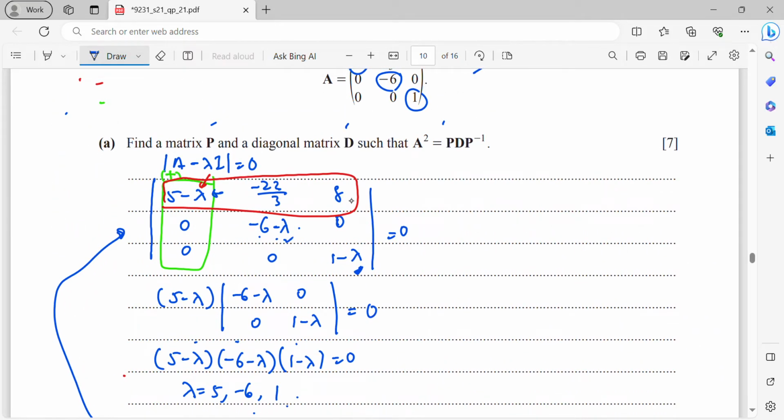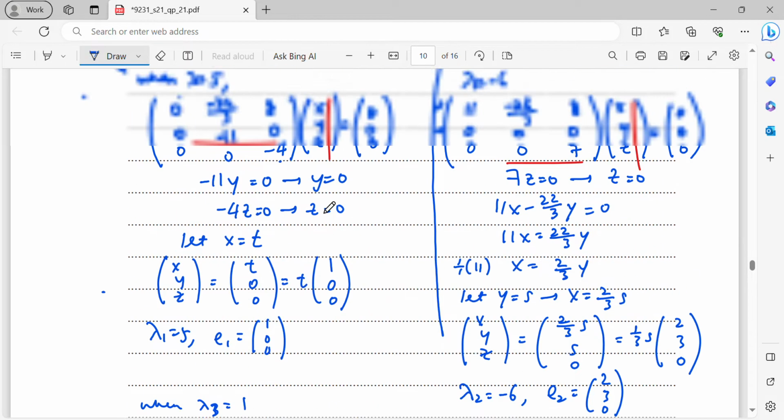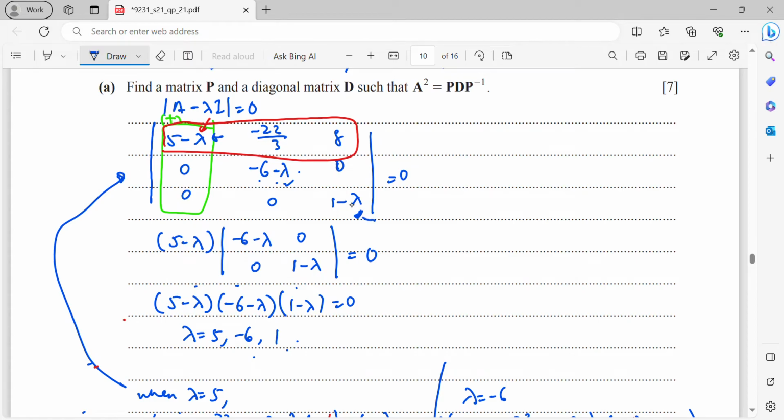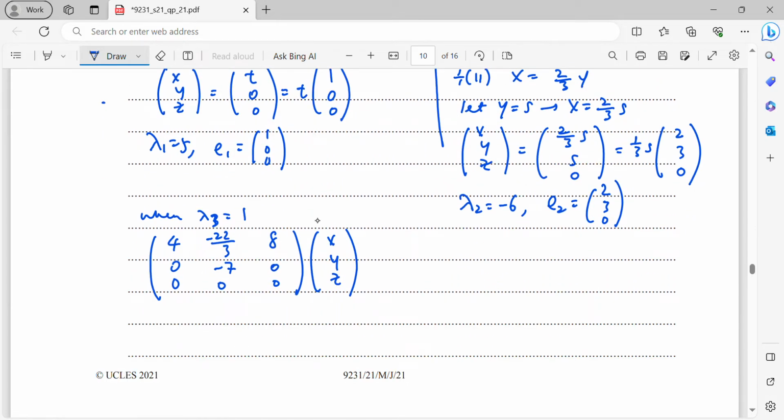We need to count the middle value. So now your lambda is 1, so minus 6 minus 1 becomes minus 7. I'll get minus 7 and 0. Then 8, 0. Now lastly, when your lambda is 1, 1 minus 1 is 0. Okay, so obviously when you refer to the second row, I will get minus 7y is 0. Hence my y is 0. Now last row, all 0, no need to consider.